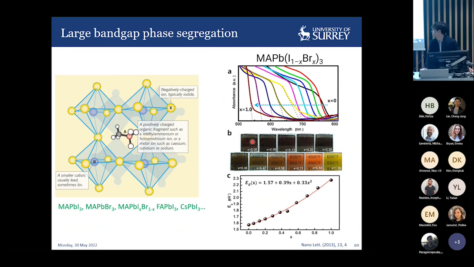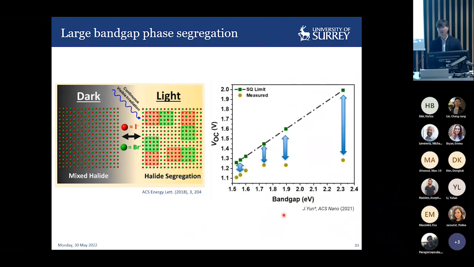So that's 100% iodide, X equals 0, and you can gradually increase your band gap by putting in more and more bromide. That's a calculation showing that if you have around 40% bromide, you can have a band gap around 1.7 eV, and that's an ideal band gap for silicon-based tandem solar cells. So in halide perovskite, we can tune the band gap by having different ratios of the halides.